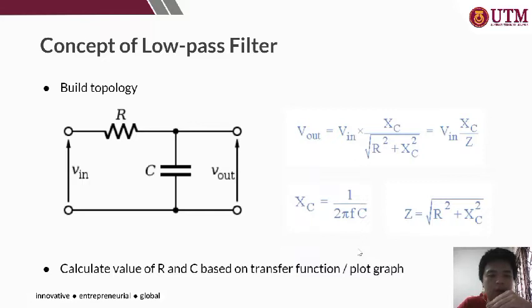Right. So last one, before I end my presentation, I'm going to mention some mathematical stuff in the low pass filter. So look at the formula at the right hand side. So voltage out equals voltage in multiplied by Xc over Z. So what is Xc? Xc is the capacitive reactance. The formula of Xc is equal to 1 over 2 pi fC. So f is the frequency.